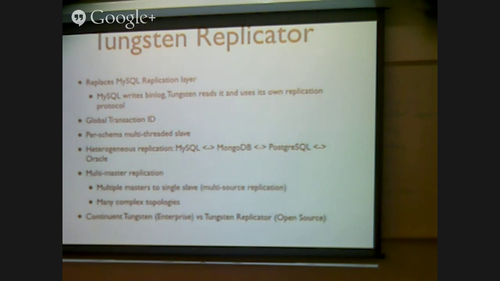Tungsten Replicator, useful piece of technology. Basically, it looks at the MySQL binary logs, and then it adds a layer on top of it by reading it and then shipping it. So it actually makes use of more network traffic. It, for the longest time, supported global transaction ID and multi-threaded slaves. One of the cool features I think that it has is heterogeneous replication. You can go from MySQL to Oracle and Oracle to MySQL back and forth easily.